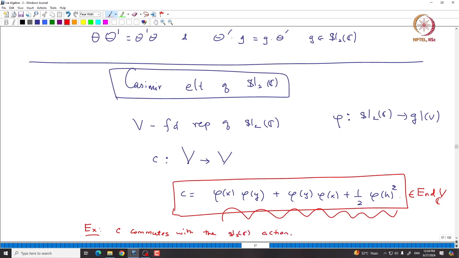Okay, I will stop here. We will continue with the complete reducibility of finite dimensional representations of SL2(C) in the next class. Thank you.